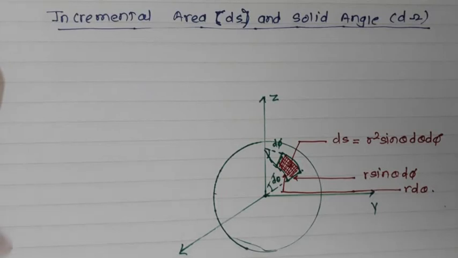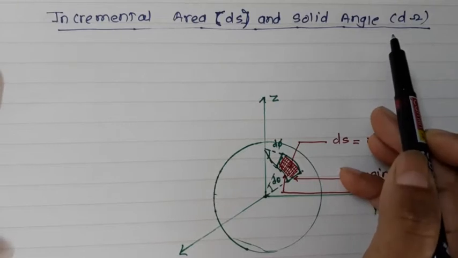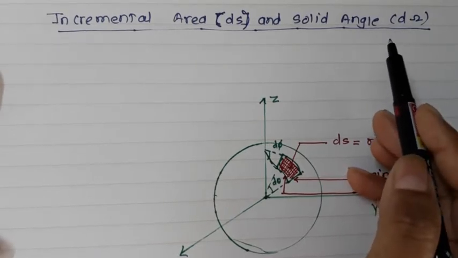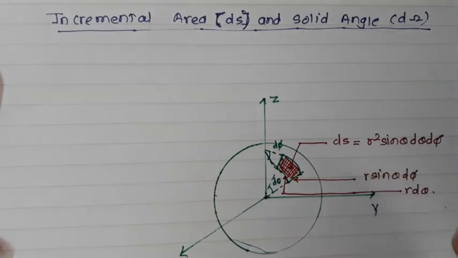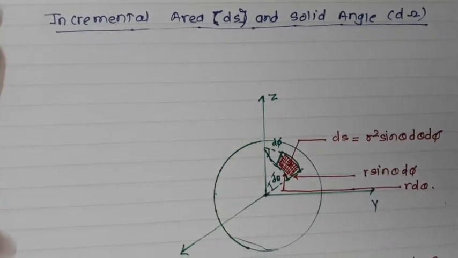Hello all. In today's session we are going to talk about the incremental area and the solid angle. We'll talk about the beam area in terms of the normalized power. We'll talk about the beam area in terms of the half power angles, and we'll talk about the beam efficiency.